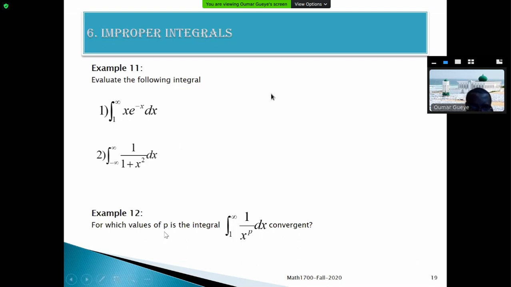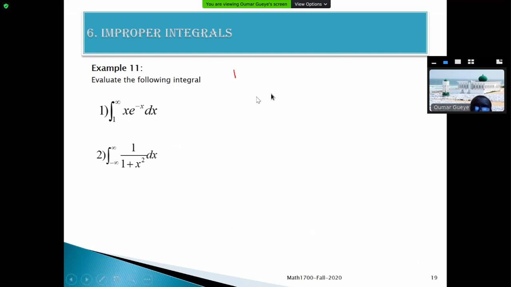Now we have an integral which depends on a number p, and we would like to know. First, I'm going to explain the meaning of convergent before talking about this integral, because maybe you don't know exactly what it is. I'm going to give you just one definition here.